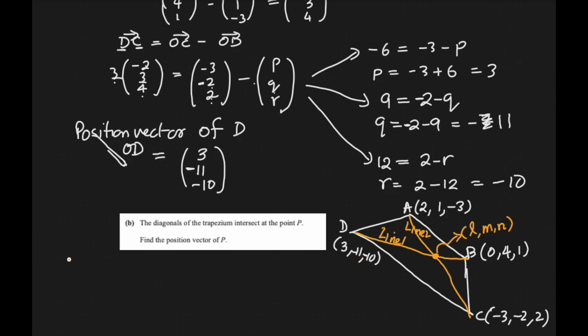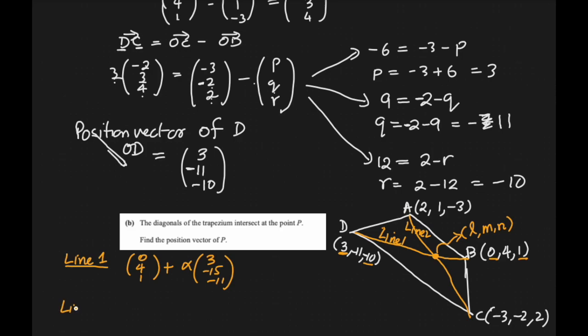So the vector equation of line 1 will be, any one point, let's not use this one, we'll use this one, 0, 4, 1. It is easy, smaller numbers, right? So it will be 0, 4, 1 plus let's say alpha and the vector. What is the vector? 3 minus 0 is 3. Minus 11, minus 4, minus 15, minus 10, minus 1, minus 11.